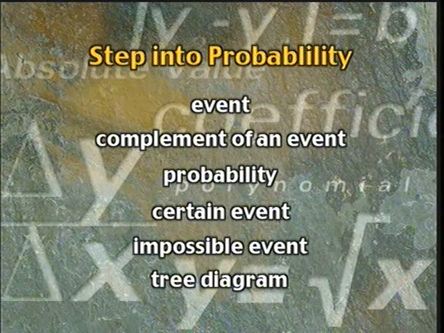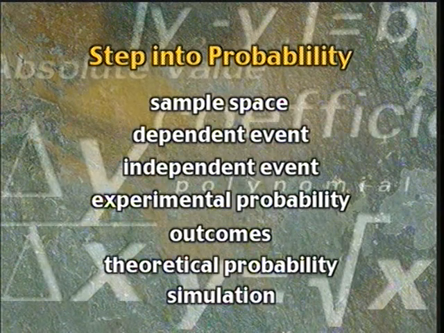We've developed a tree diagram. We've talked about sample space, the combinations of all of the types of outcomes that an event can have. We've talked about dependent and independent events. We've seen students involved in experimental probability, developing outcomes. We've seen them involved in theoretical probability and discussing what's called simulation.